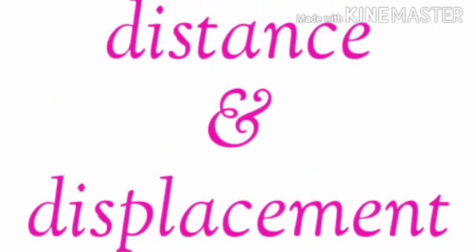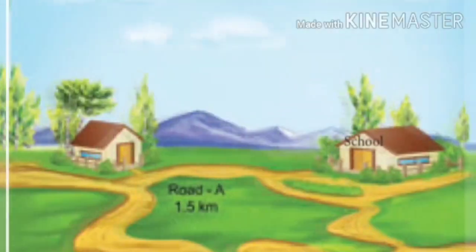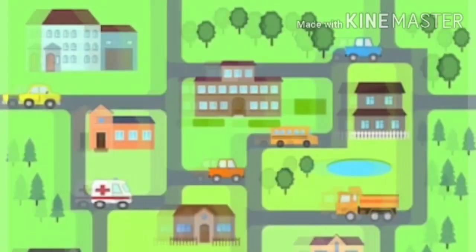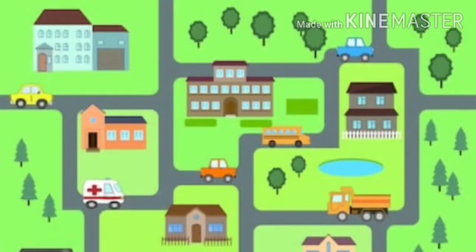In this session, we discussed distance and displacement. Look at this picture. We have two paths to reach the destination. For example, from your house to school. In this, we have different paths to reach the destination, but we choose only the shortest distance, or you select it to reach the destination early.